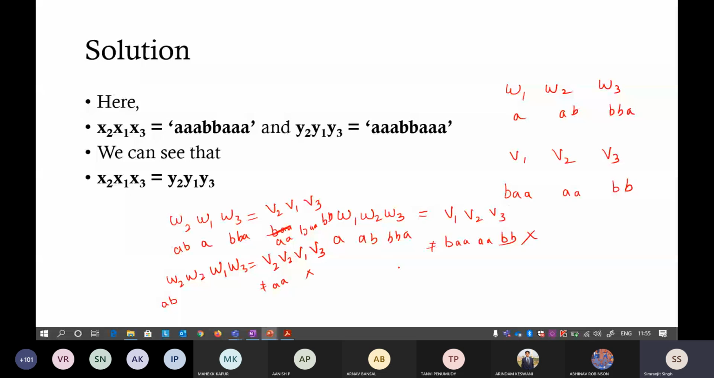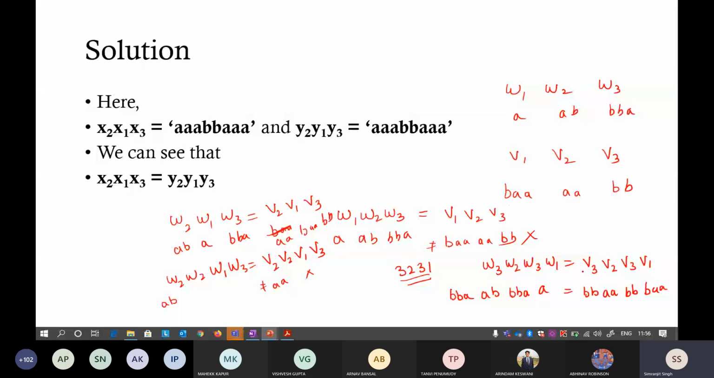Another one can be 3 2 3 1, and this is the solution to this one. W3 is BBA, W2 is AB, W3 is BBA, and W1 is A. Now check the other side: V3 is BB, V2 is AA, V3 is BB, and V1 is BAA. If you check it, both strings are equal.